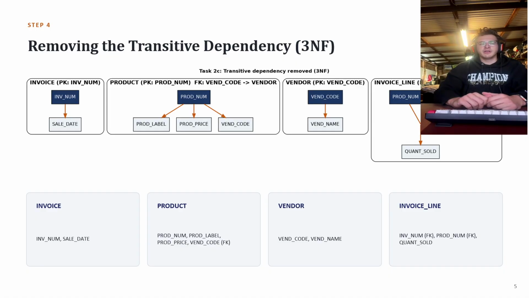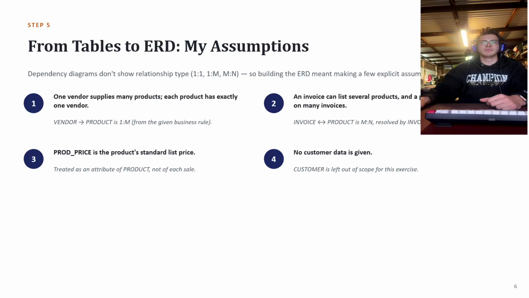Then to remove the transitive dependency in product, I pulled vend code and vend name out into their own vendor table, leaving vend code behind in product as a foreign key. That gave me 4 tables in third normal form: invoice, product, vendor, and invoice line, as seen above.